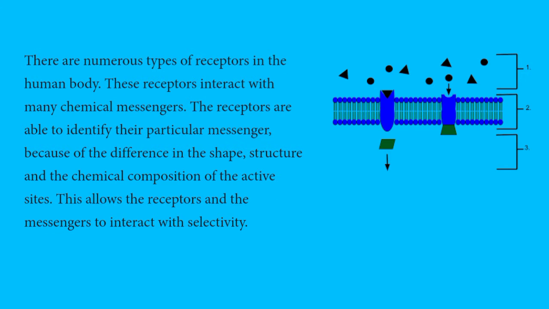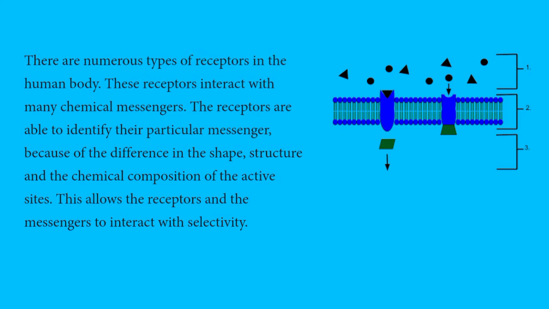There are numerous types of receptors in the human body. These receptors interact with many chemical messengers. The receptors are able to identify their particular messenger because of the difference in the shape, structure, and the chemical composition of the active sites.